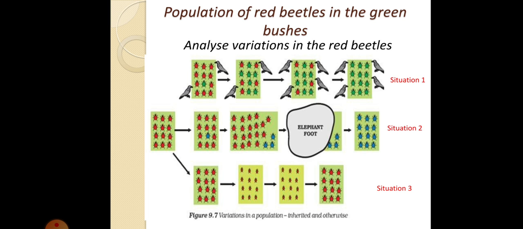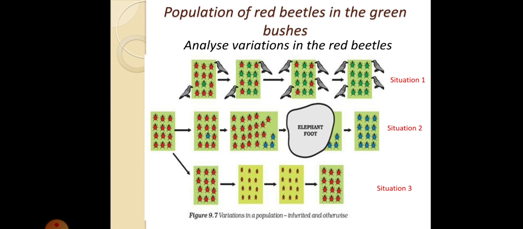Since the bushes are green and red color is quite visible in the green bushes, the crows can easily pick up the red beetles. As a result, you can see in the last diagram of situation 1, all the red beetles have turned into green beetles. From the first diagram you can see there is one green beetle, and this green beetle has arisen because of variation in reproduction. Because of some variation in reproduction, these red beetles have produced a green beetle.